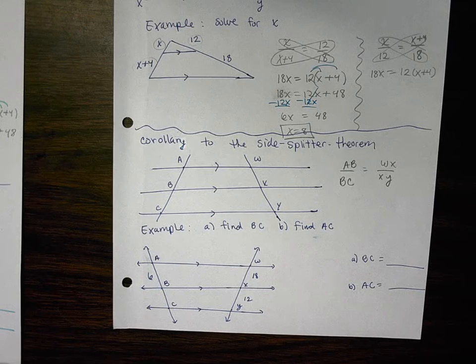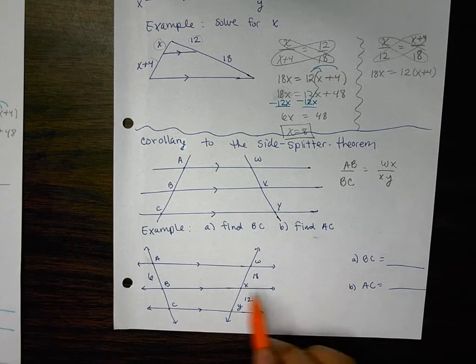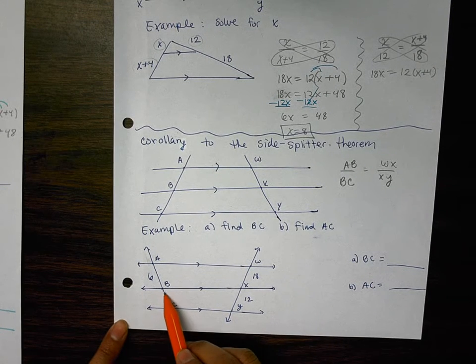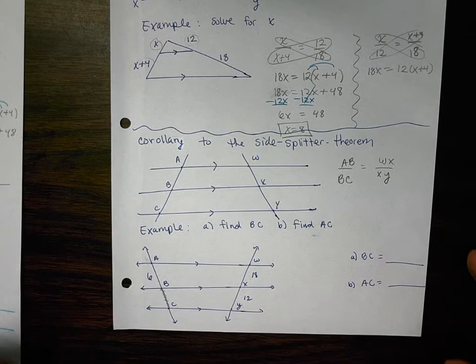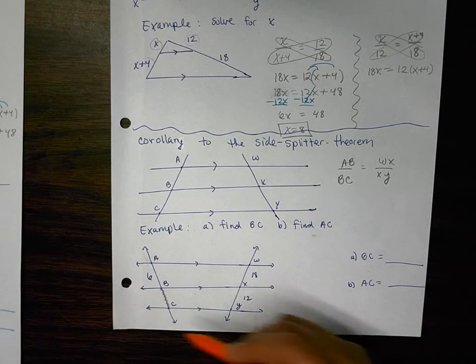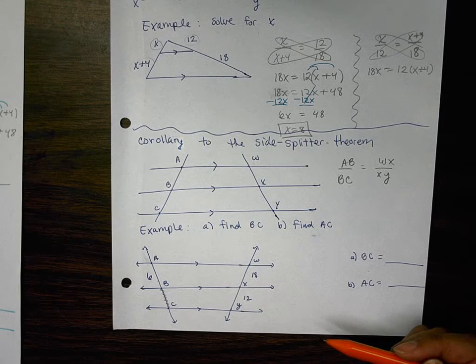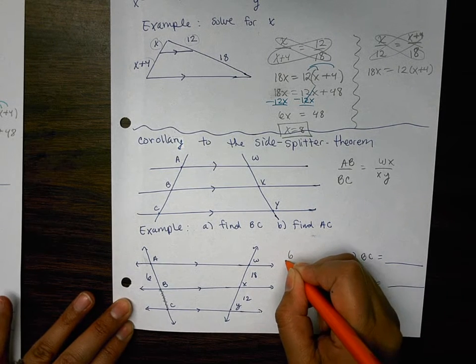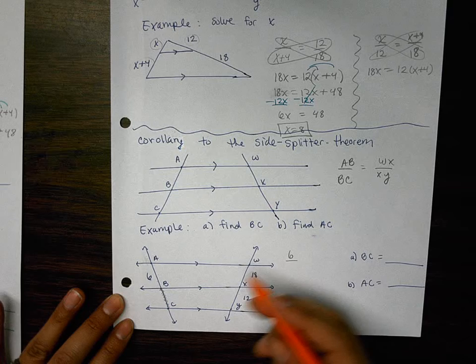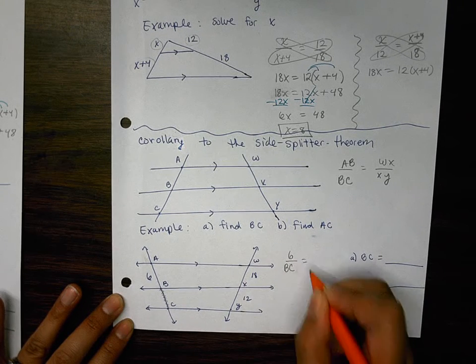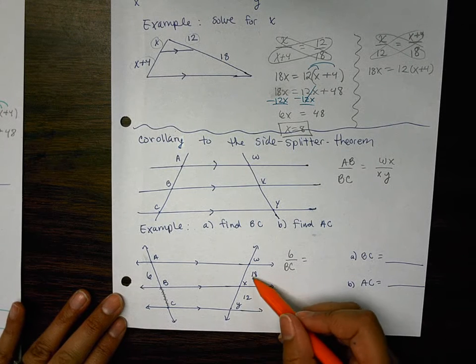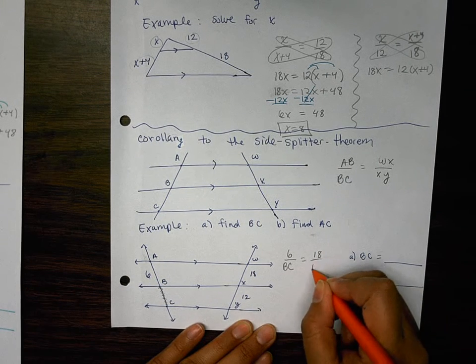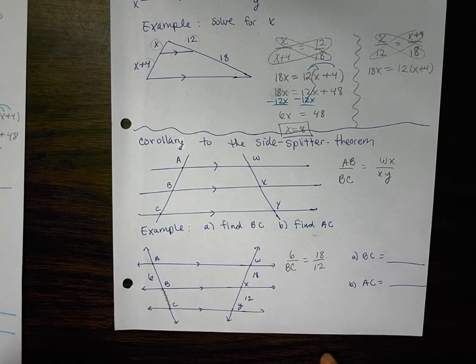So, I want to find BC. Where is BC in this picture? Right here. Do you see that this is BC? I'm going to stick with left, left, right, right. If you want to do top, top, bottom, bottom, you can, and see if we end up with the same answer. So if I do left, left, I'm going to do 6 over what? What I'm looking for, BC, equals what over what? 18 over 12. 6 over BC equals 18 over 12.